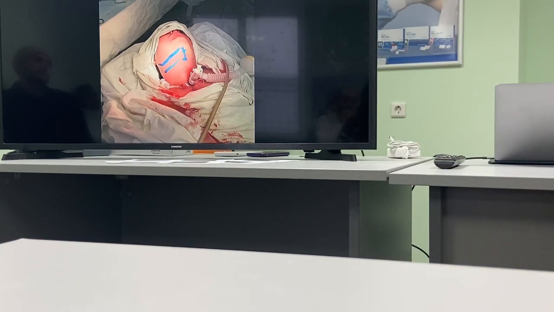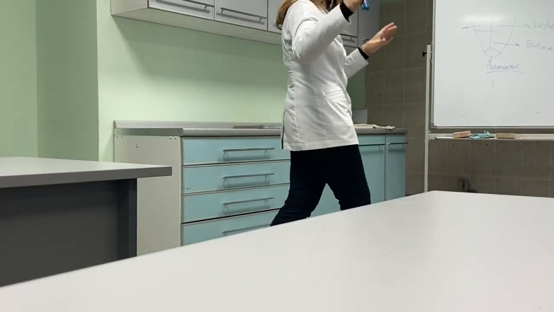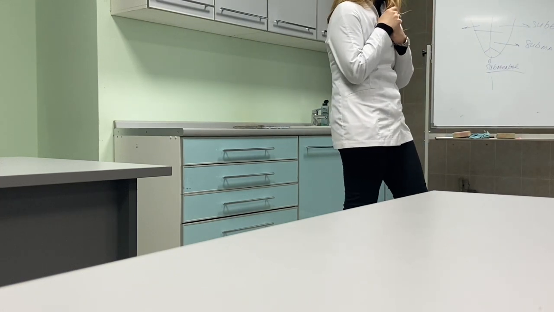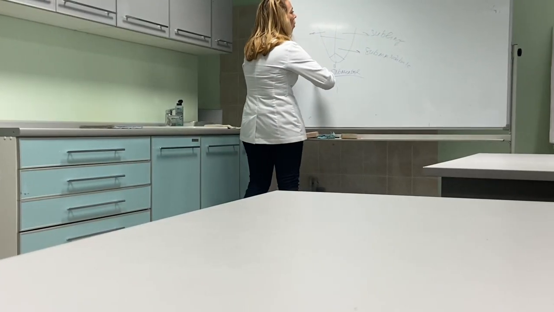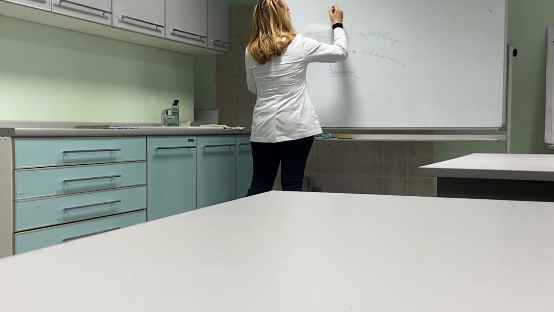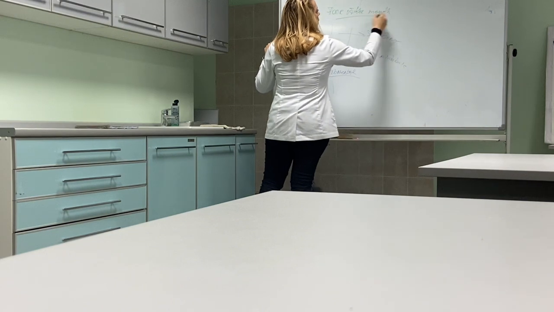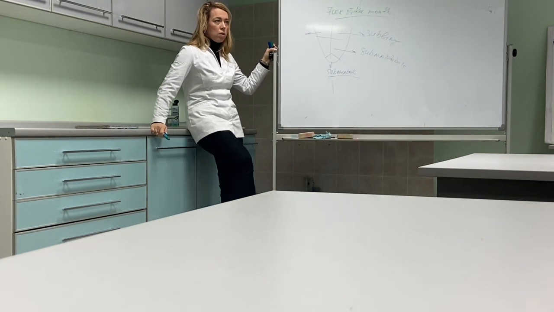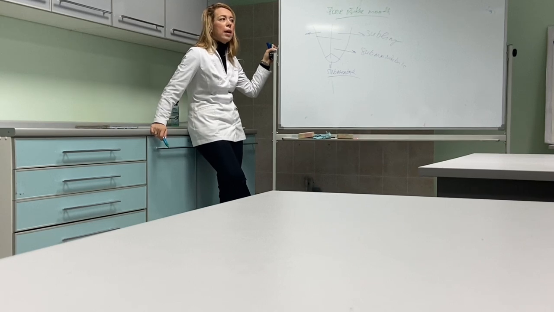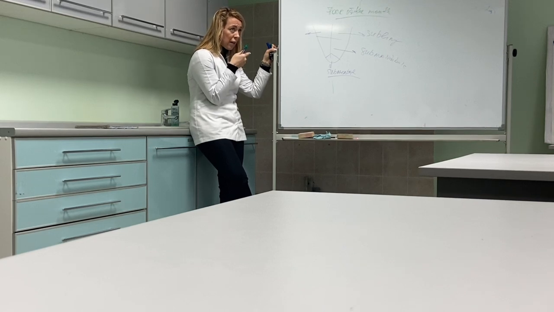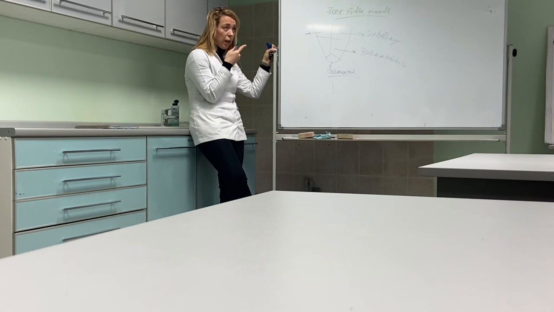What will be the final diagnosis? Phlegmon of the floor of the mouth. Very important, when you check the examination task, please, if we know that this is the floor of the mouth, the final diagnosis will be phlegmon of the floor of the mouth. Why? In two places. Because there are two or more spaces involved.